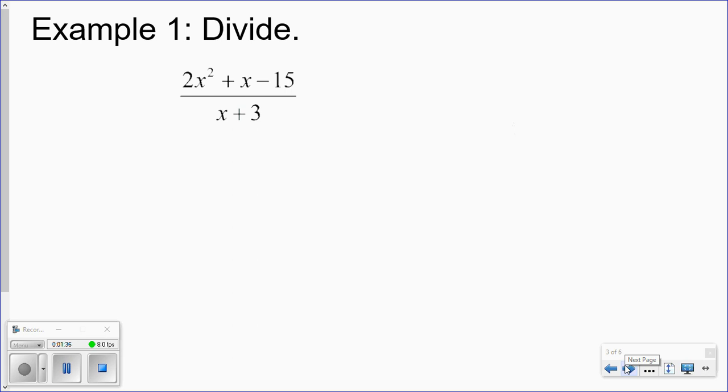So example one, we need to divide this, which means we're going to factor both the top, 2x squared plus x minus 15, over the x plus 3. So if we can factor the bottom, we should. Now, let's start with the numerator. I just write all this stuff off to the side so I don't have to worry about dealing with the fraction until I have it in factored form.